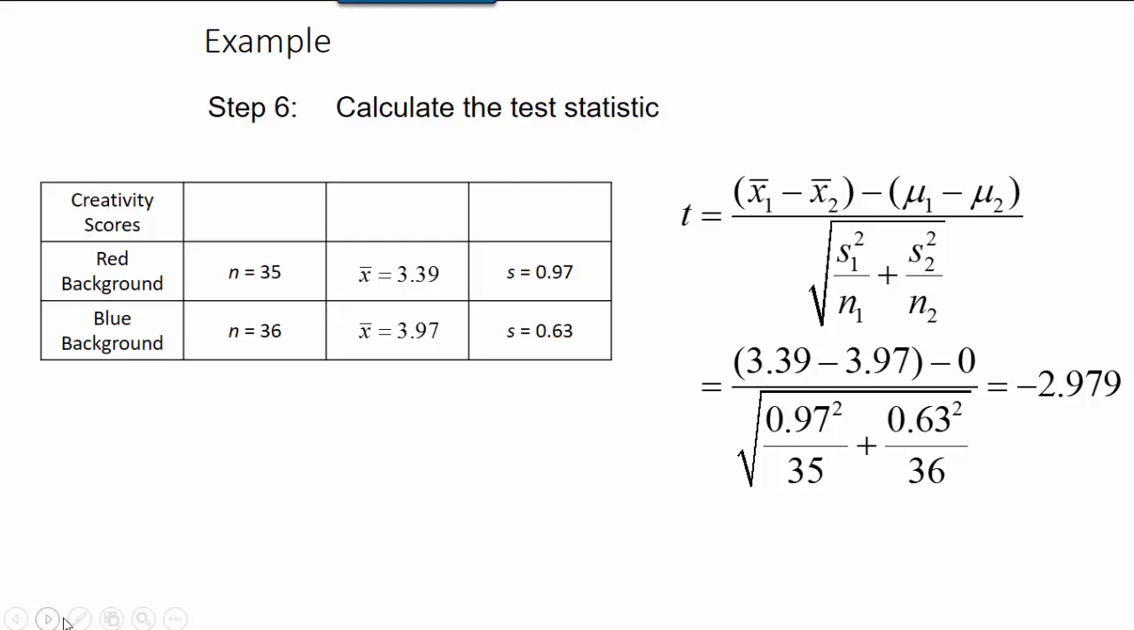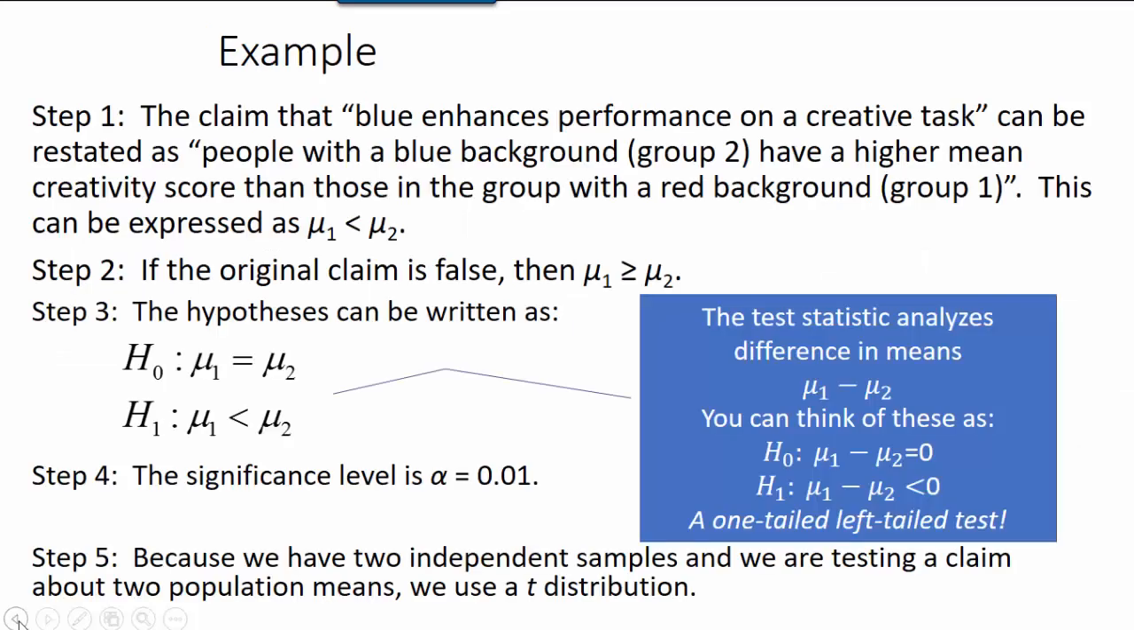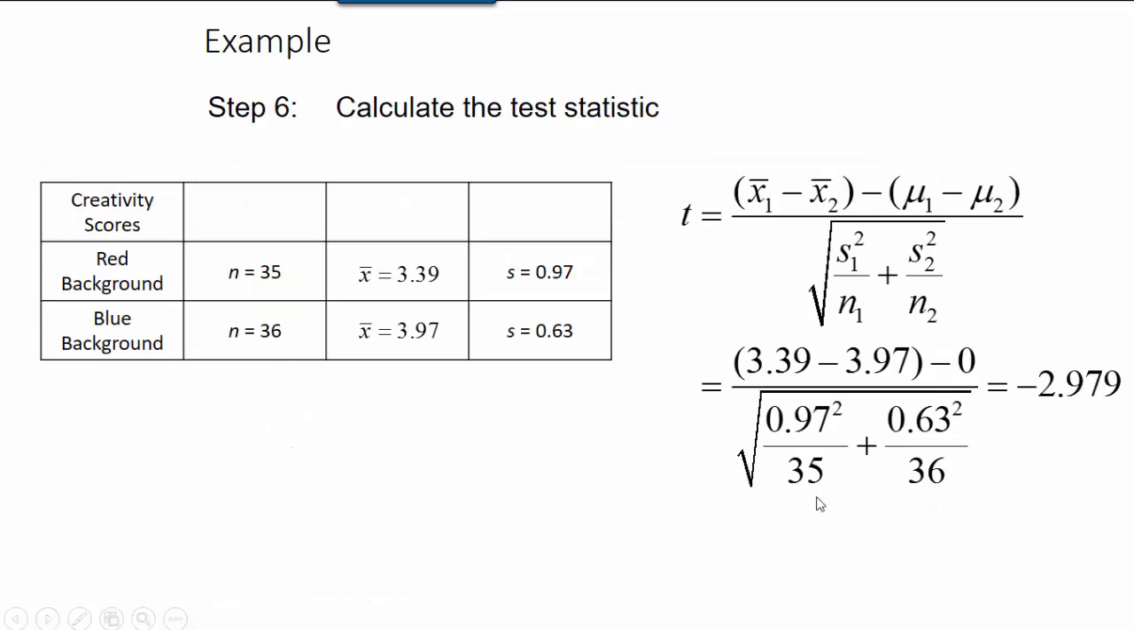Here's the information that we have, and we just plug into the formula. We're going to have 3.39 minus 3.97 minus, now we're assuming mu1 minus mu2 is 0, if you recall. That was part of our null hypothesis. If we look back here, mu1 minus mu2 is 0. So that's often going to be 0. And then we're going to have the square root of 0.97 squared over 35 plus 0.63 squared over 36 equals, if you calculate it out, and I want you to practice this, you can always pause the video and practice, make sure you can get negative 2.979. So that's our test statistic, t.